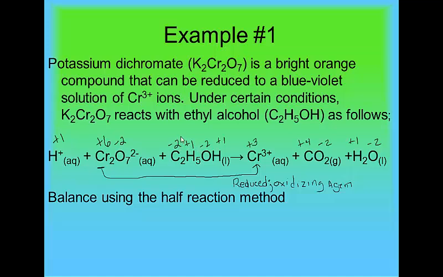Then the carbon is becoming more positive, so it is being oxidized, and it is the reducing agent. So what I'm going to do is break those down into half reactions. And I'm going to label them. And again, I always go for the reduced first. It's easier for me to spot.